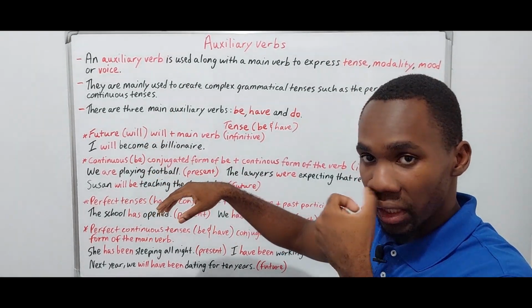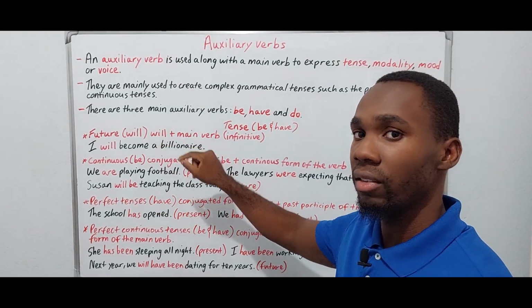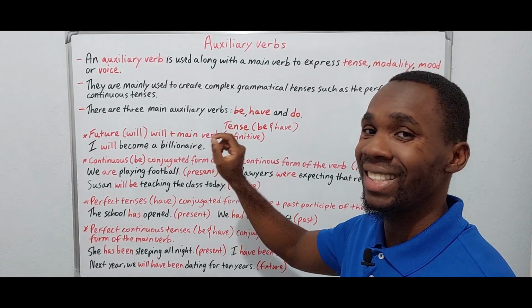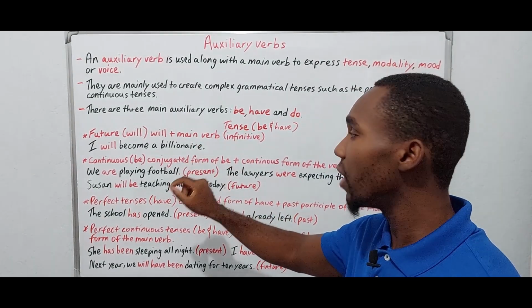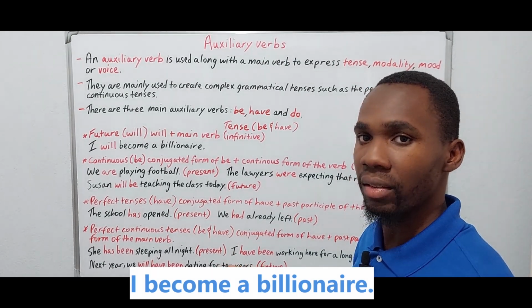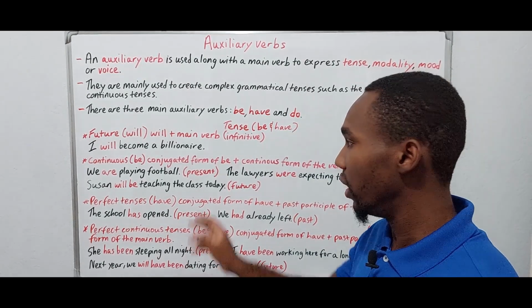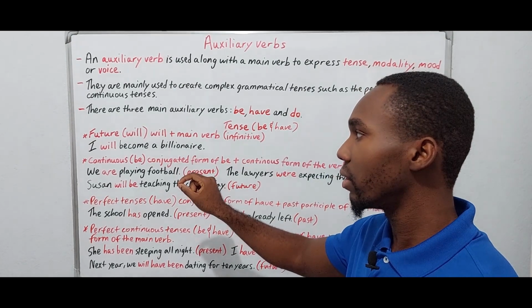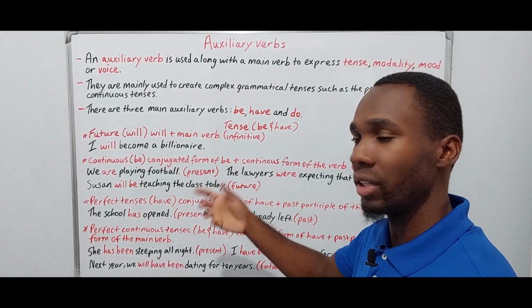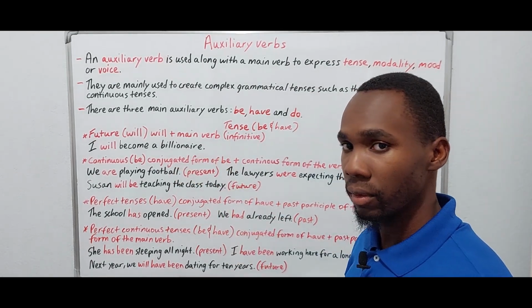And what does will indicate? Will indicates that this is in the future. So the will in this case is marking tense. If I say I become a billionaire, that's just in the present, right? But the will indicates that this is the future tense. So it is providing that assistance there, right?